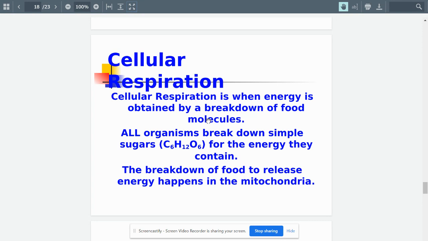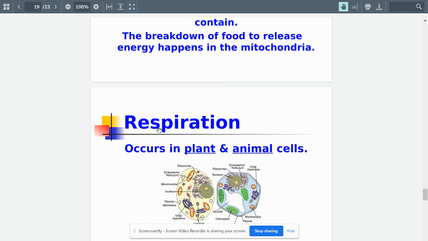Of course, you do need to breathe in order to undergo cellular respiration, but we're not just talking about breathing at this point. So the definition of cellular respiration is when energy is obtained by a breakdown of food molecules. So we're breaking down the food that we eat and the air that we breathe and turning it into usable energy for the body. And of course, usable energy for the body is ATP. We should all know that by now, right?